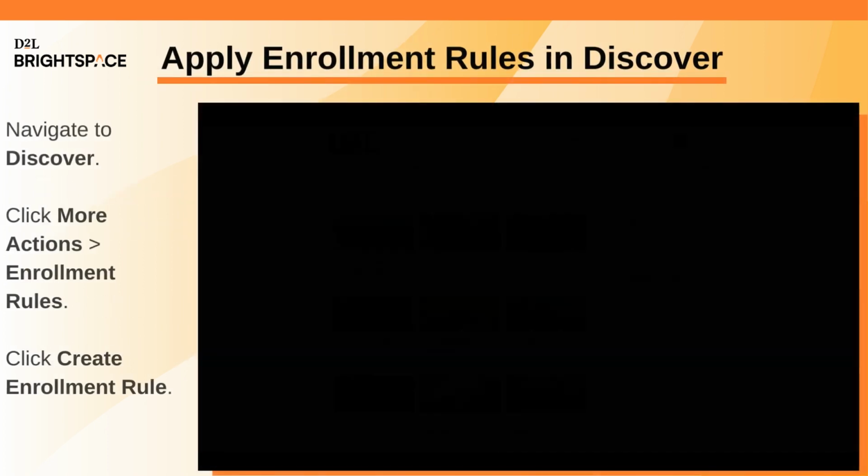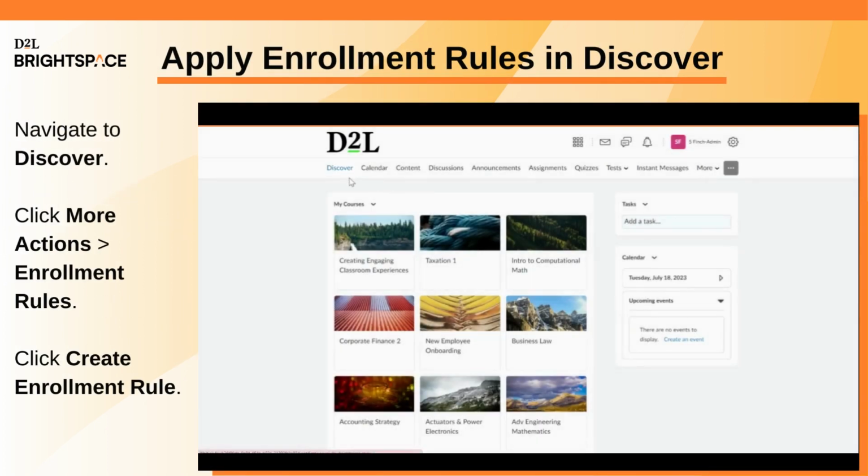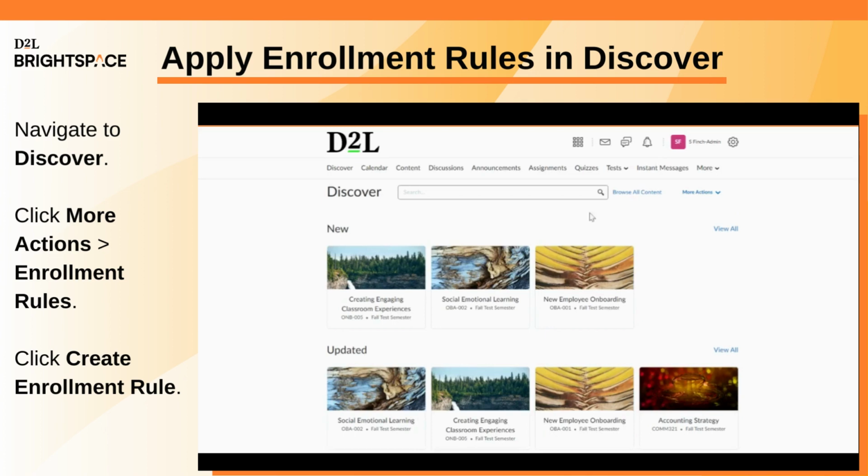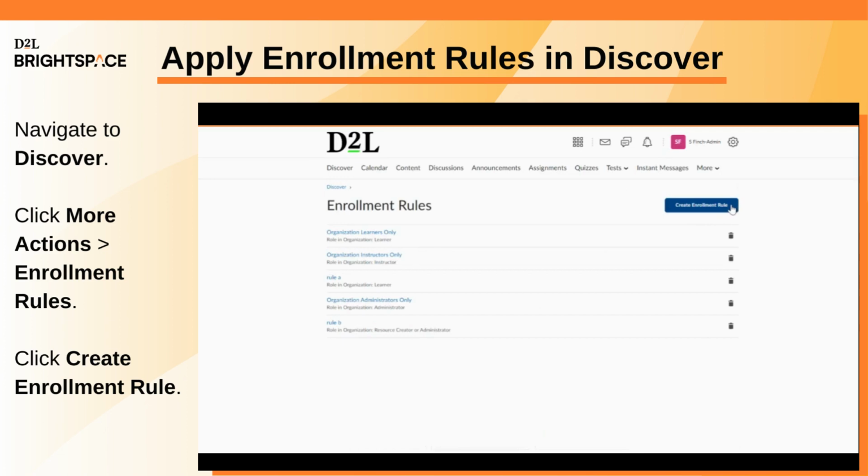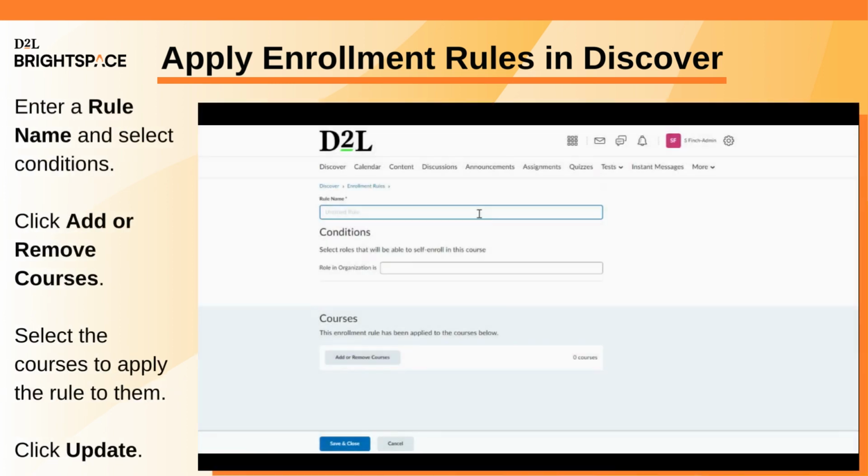From your organizational homepage, navigate to Discover. Click More Actions, Enrollment Rules. On the Enrollment Rules page, click Create Enrollment Rule. Enter a rule name and select the conditions for your enrollment rule.